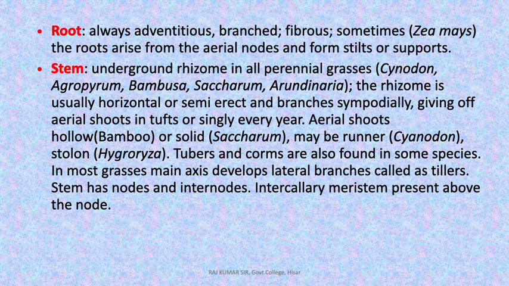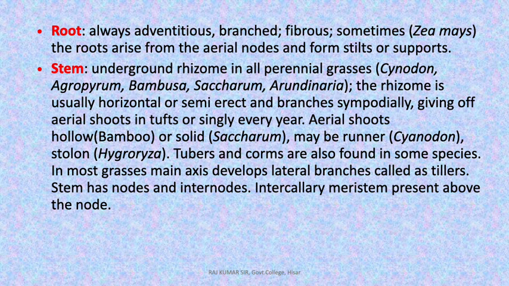The stem is an underground rhizome in all perennial grasses like Cynodon, Agropyron, Bambusa, Saccharum, Arundinaria. The rhizome is usually horizontal or semi-erect and branches sympodially, giving off aerial shoots in tufts or singly every year. Aerial shoots are hollow in bamboo or solid in Saccharum, or may be a runner in Cynodon, stolon in Hygroryza. Tubers and corms are found in some species.